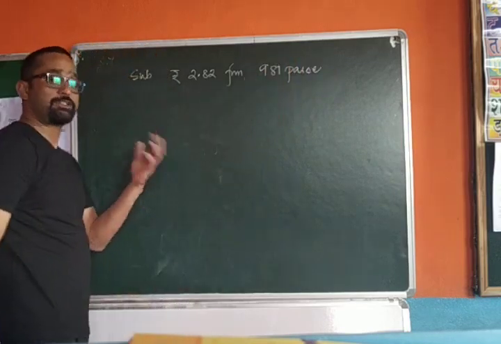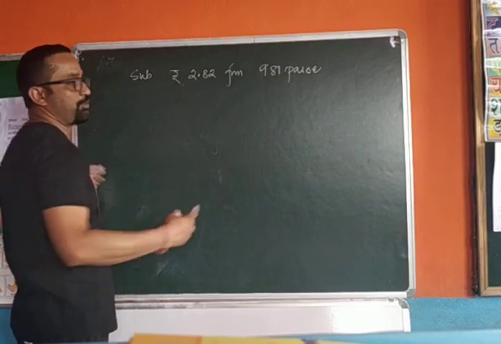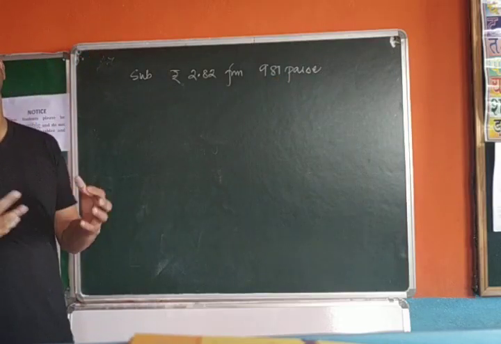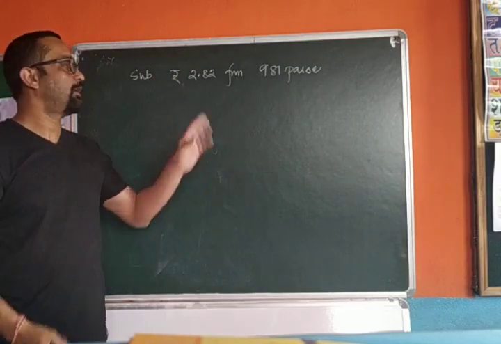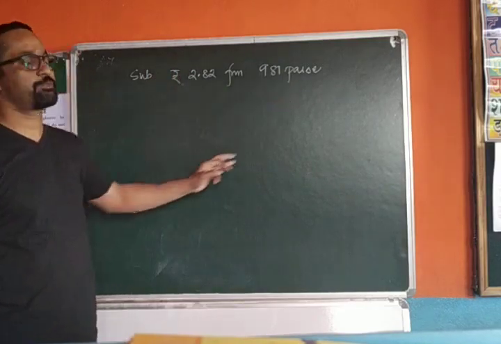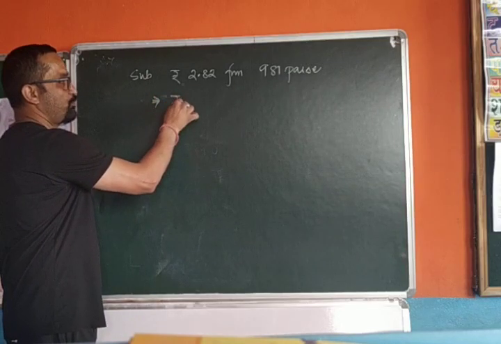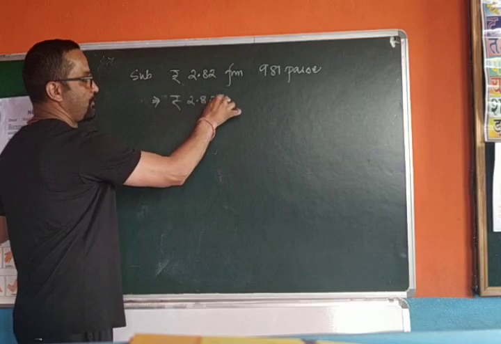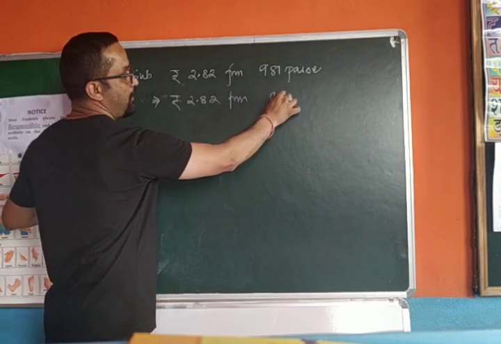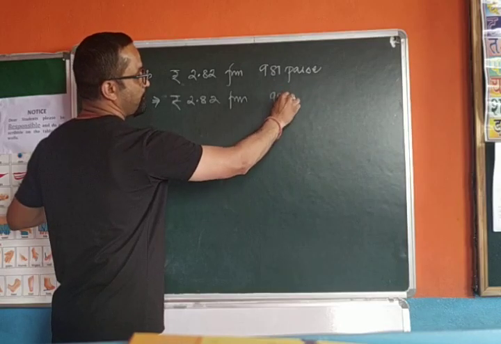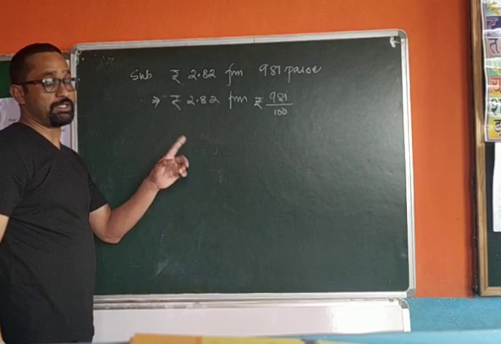Look at this one again. It is in rupees, the second one is paise. You cannot subtract because the units are different. Subtraction and addition have to be done when we have the same units. So the first one you write as it is, rupees 2.82. Convert the second one into rupees: 981 divided by 100. Unit you write rupees.